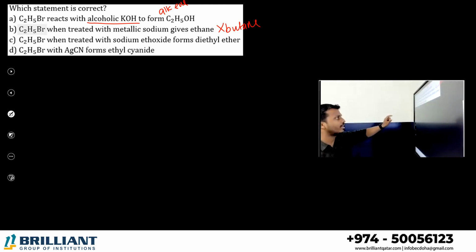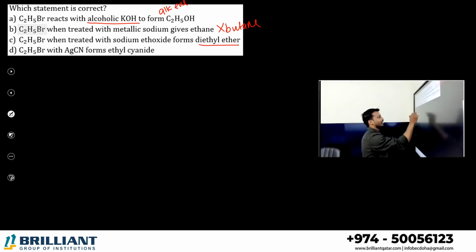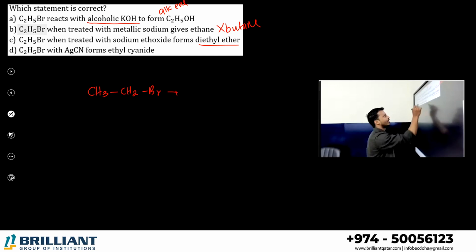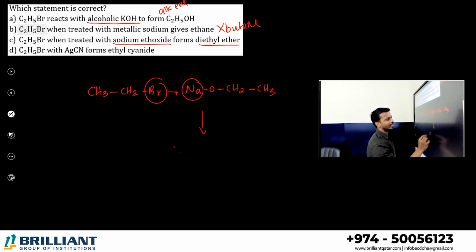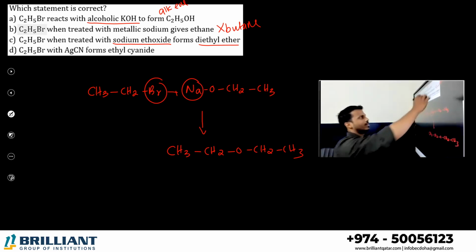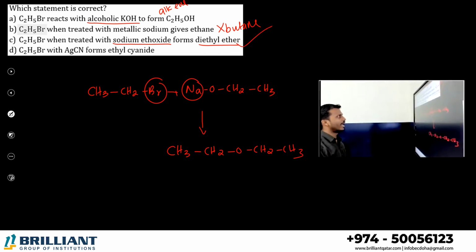Option C. Ethyl bromide when treated with sodium ethoxide will form diethyl ether. Yes, that's correct. You will get the Williamson synthesis. Let me check. C2H5Br, CH3CH2Br, treating with sodium ethoxide. What is happening here? Sodium and bromine are eliminated, we will get ethoxyethane, right? So what is the correct statement? Option C is the one. And what is the last one?